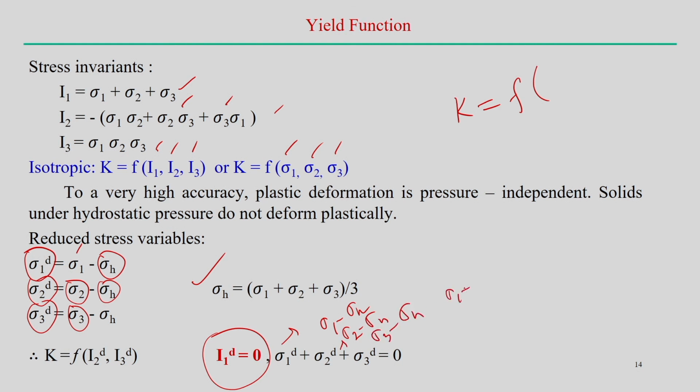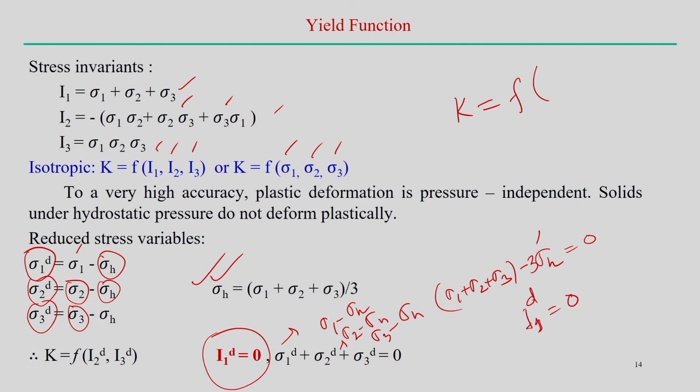It means sigma 1 plus sigma 2 plus sigma 3 minus 3 sigma h, and we know that sigma h itself equals sigma 1 plus sigma 2 plus sigma 3 divided by 3. So, from here we can see that it becomes 0. It means that the first stress invariant in terms of the deviatoric component becomes 0, so that we can further simplify this functional form.